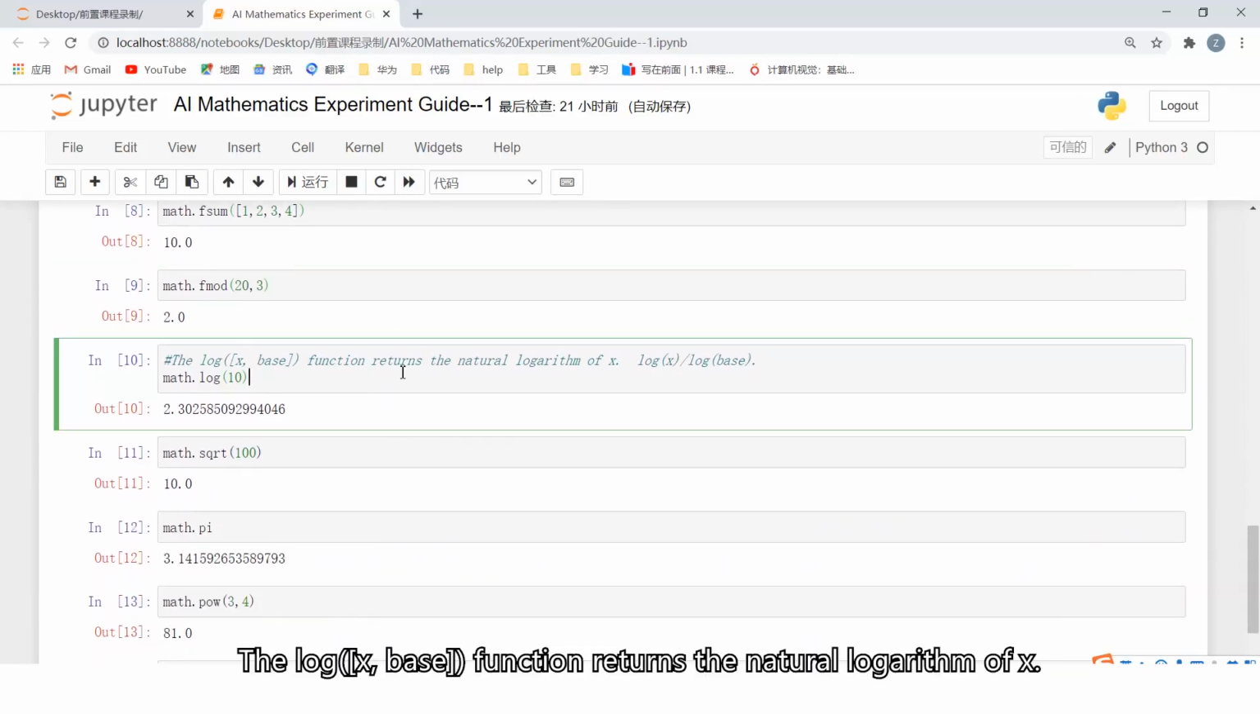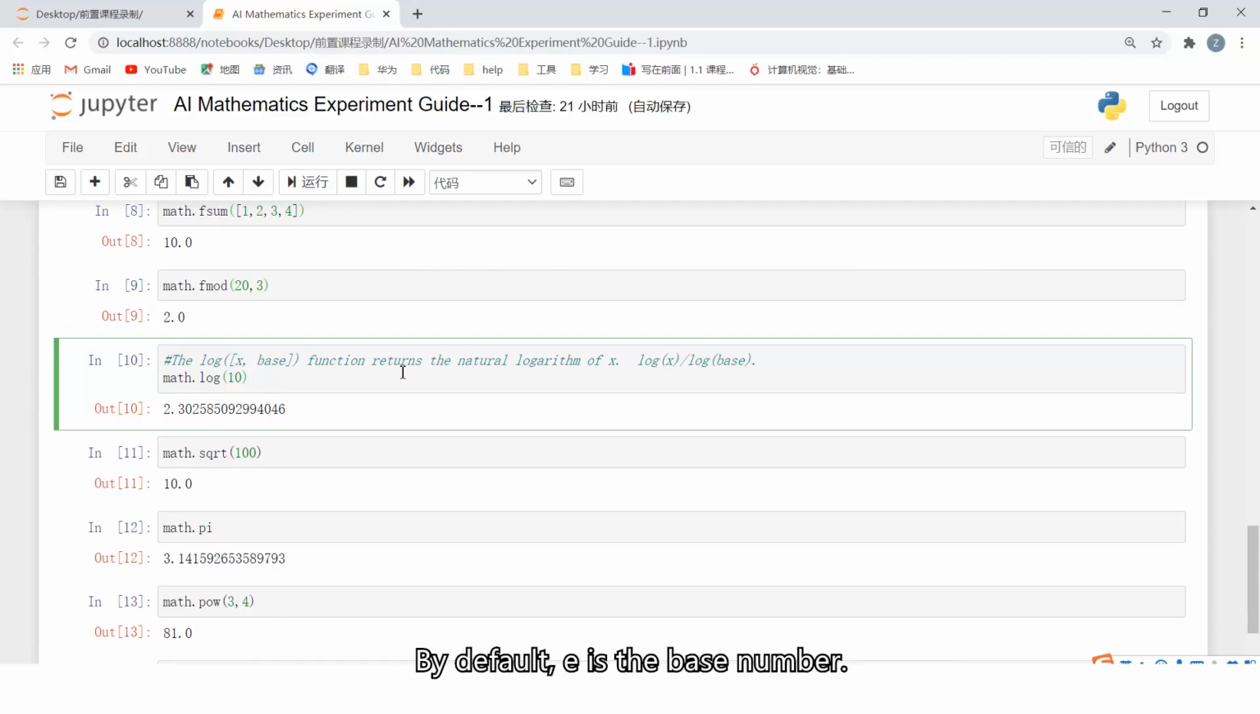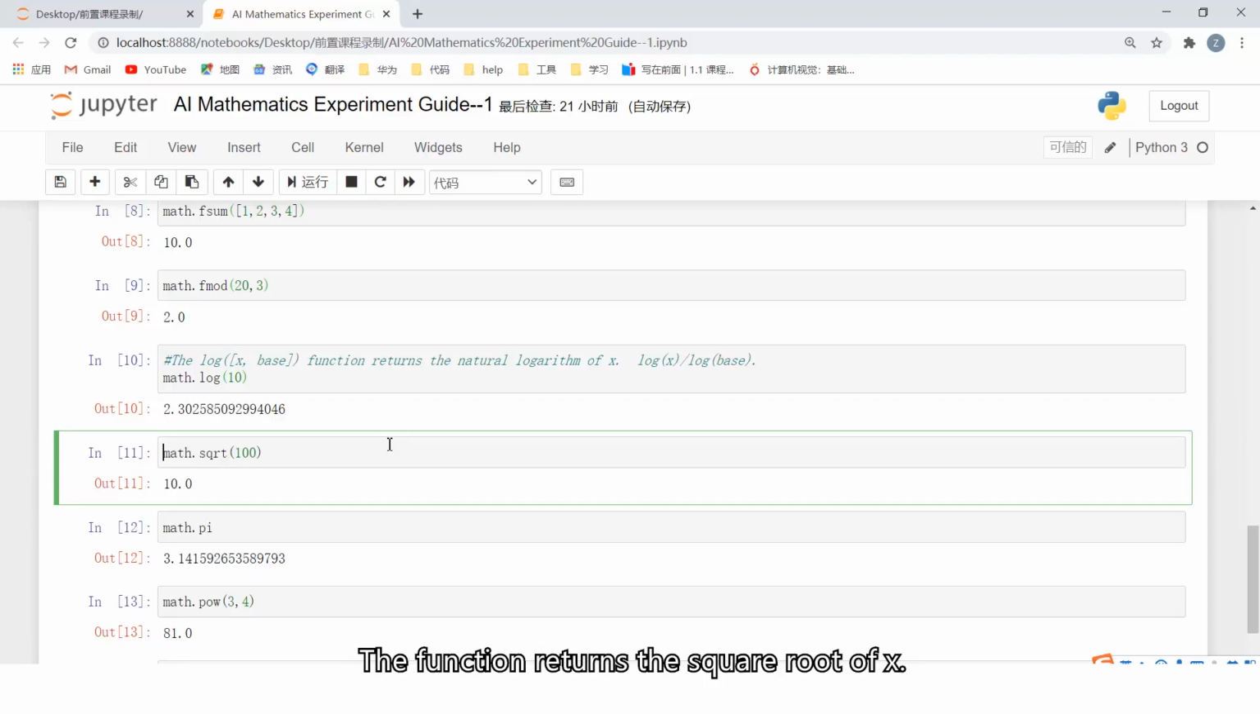The log x base function returns the natural logarithm of x. By default, e is the base if the base parameter is not specified. If specified, the logarithm of x is returned based on the given base. The calculation formula is log x divided by log base. The sqrt function returns the square root of x.